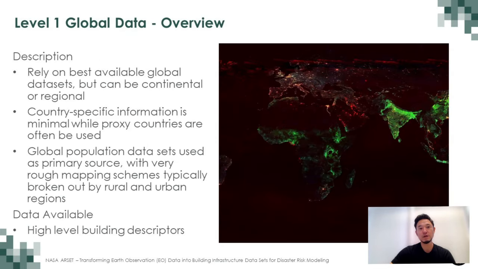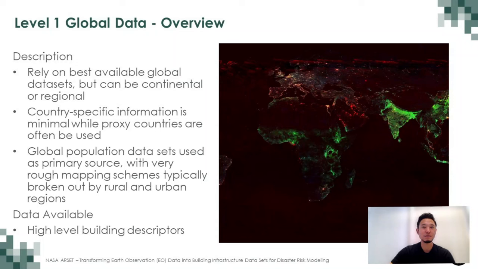So first, we have level one global data. It relies on the best available global data sets. If you're looking for very high-level building distributions, this is something you would use, something along the lines of PAGER. Country-specific information can be very limited. If a number of buildings or square footage is provided, it is most likely inferred from a few additional attributes, such as the number of people per household.